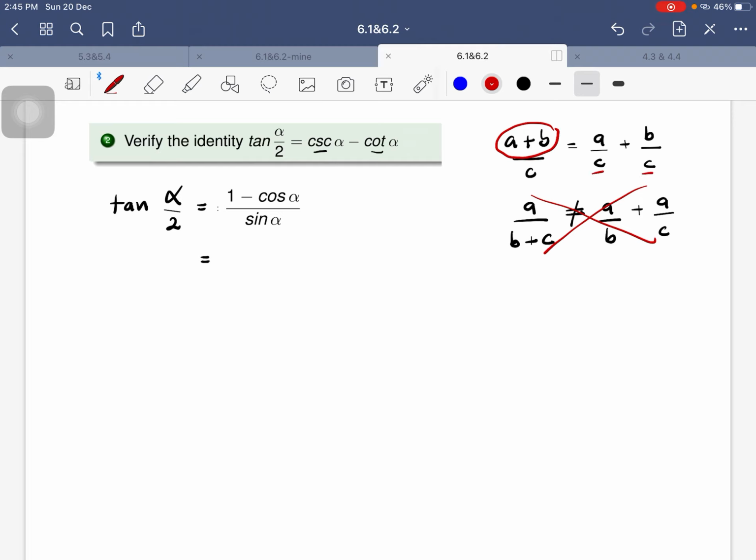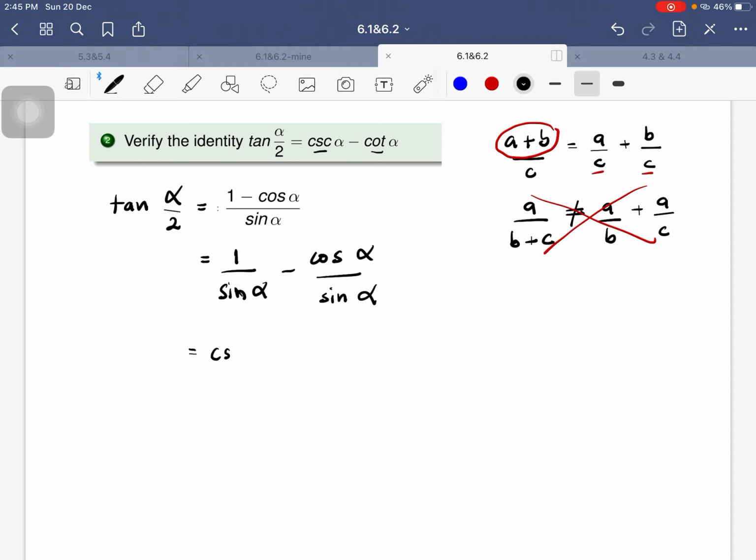Okay, so you can only separate the numerator. The numerator is separated, but the denominator you cannot change. If the denominator is C, no matter what you do, it should still equal C, unless you multiply the top and also the bottom. Then only it changes. Don't separate them like that. So therefore, what I'm going to do is apply this. I'm going to write this as 1 over sine alpha minus cos alpha over sine alpha.